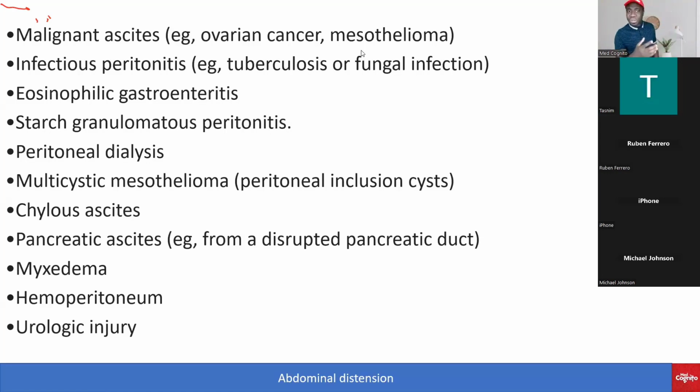Starch granulomatous peritonitis, peritoneal dialysis, multicystic mesothelioma, chylous ascites, pancreatic ascites, myxedema, hemoperitoneum. So hemoperitoneum will be from maybe a motor vehicle accident, right? Like trauma, okay? And even urologic injury. So if there's a tear in the ureter or something, the urine can seep into the abdomen. And this is all from UpToDate. And you know that UpToDate is the MCC's recommended book.